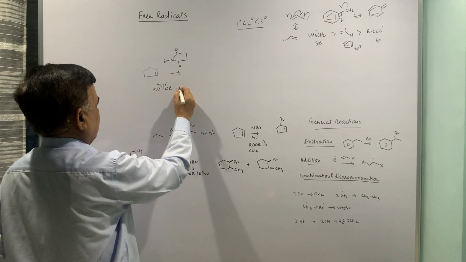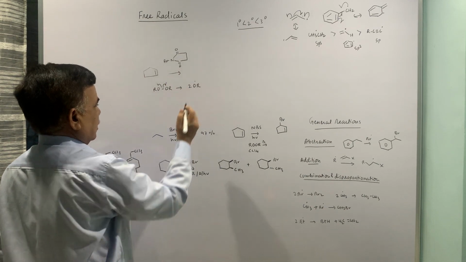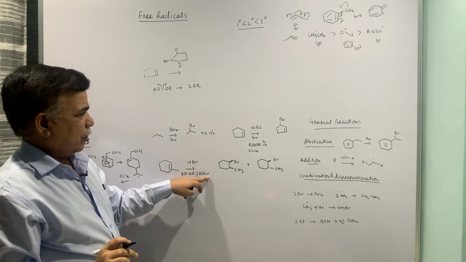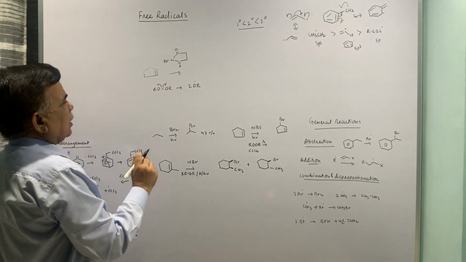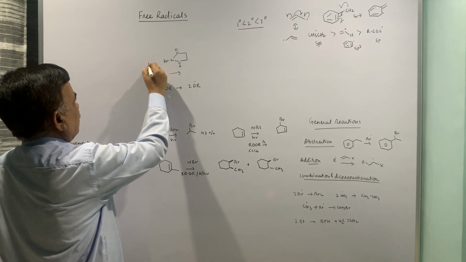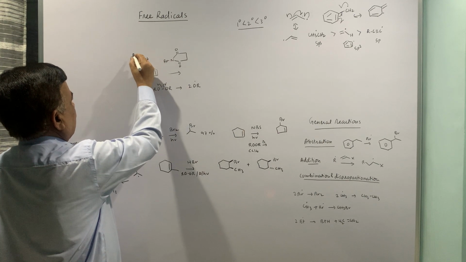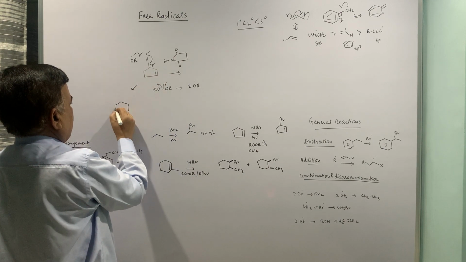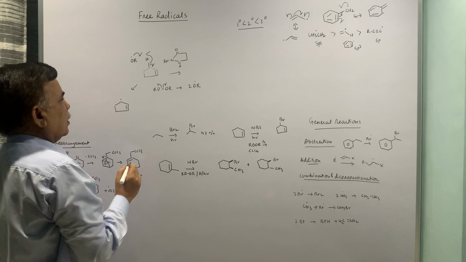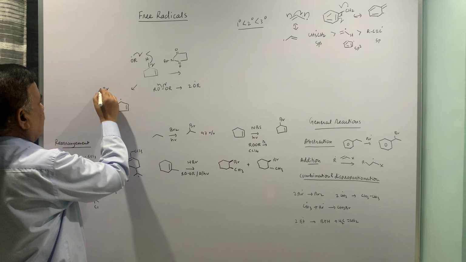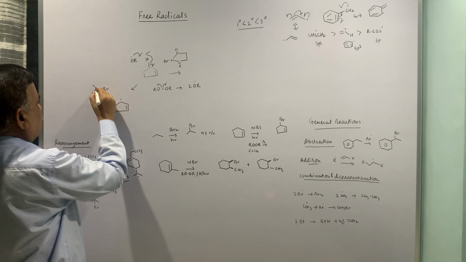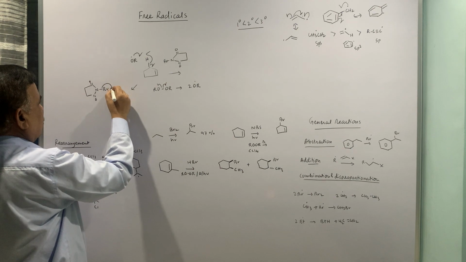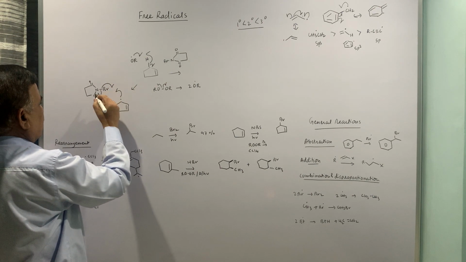Peroxide will form two alkoxy radicals. That is the first step. Either it is catalyzed by heat or photolight. Second step is this OR dot will abstract a proton and it will form this. Then this should abstract a... I will put N-bromosuccinimide this side just to show that this is there.